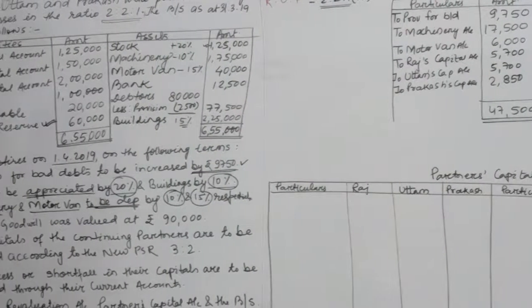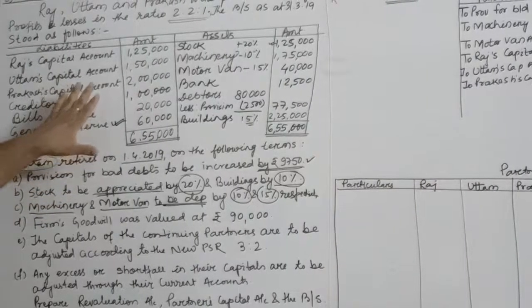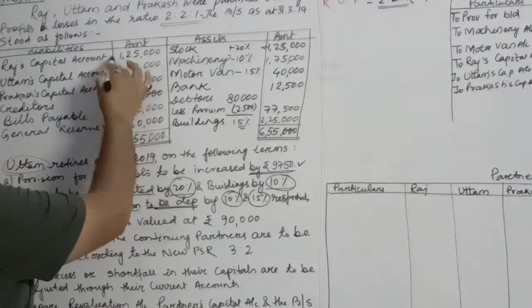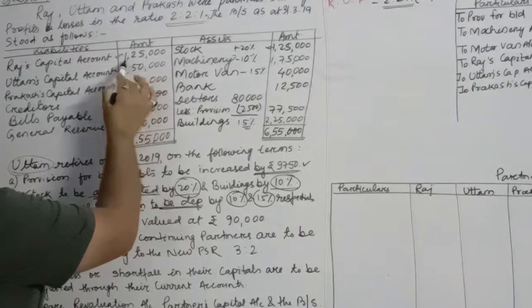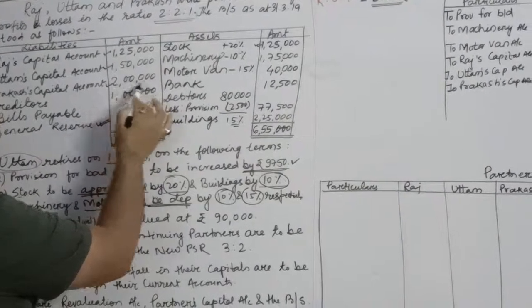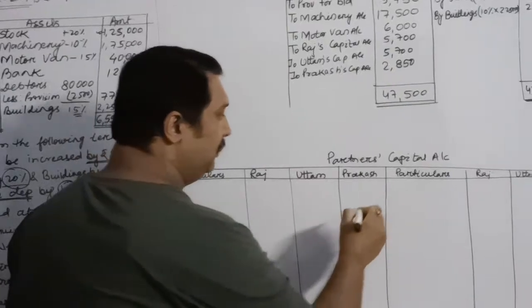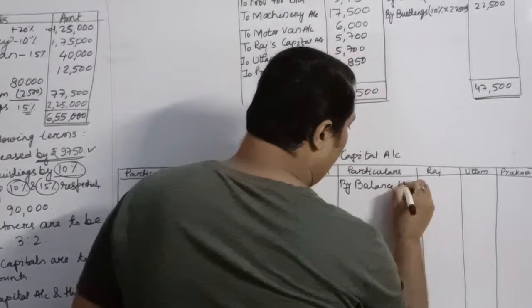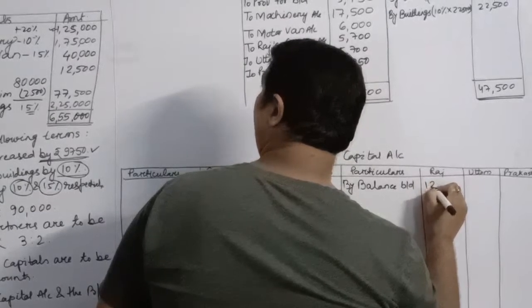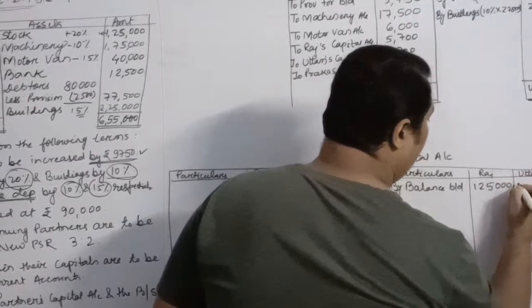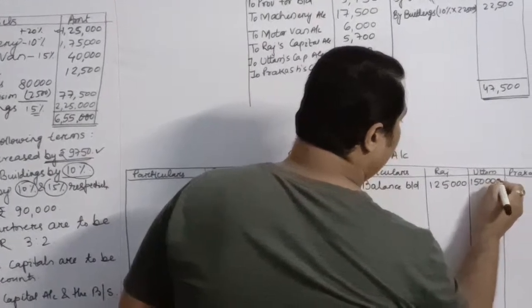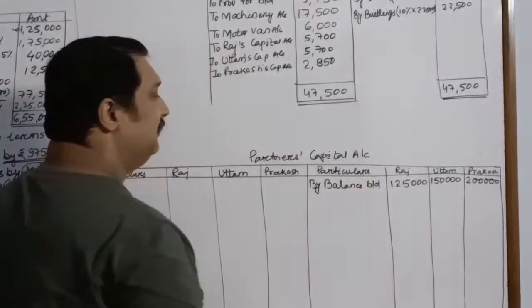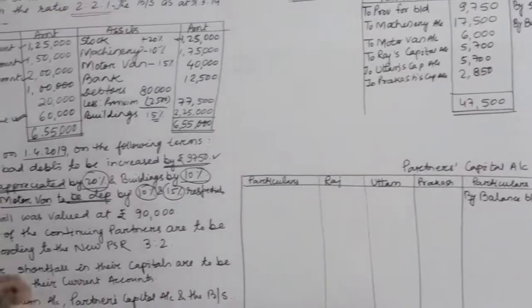In order to start the capital account of partners, first of all, we are supposed to transfer the opening capital. So what are the opening capitals of the partners? 1,25,000, 1,50,000 and 2 lakhs. So here I will write by balance brought down. 1,25,000 for Raj, 1,50,000 for Uttam and 2 lakhs for Prakash. These are their opening capitals.